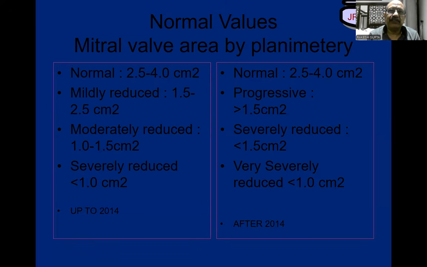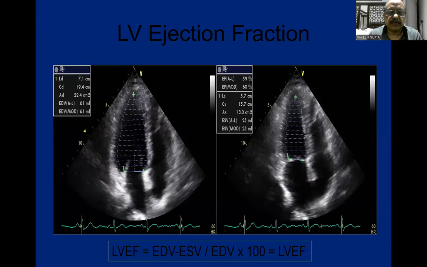Now, this classification has been challenged in 2024 by one of the papers published by Dr. Nat Pandian. But at your level, I'll still say less than 1 centimeter square is very severely reduced, 1 to 1.5 centimeter is severely reduced, and more than 1.5 centimeters is progressive mitral stenosis.